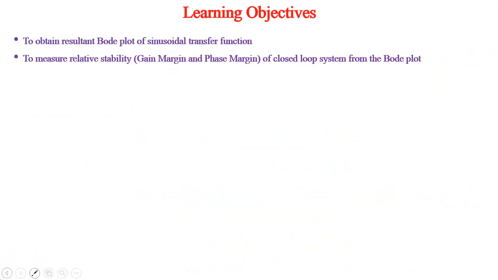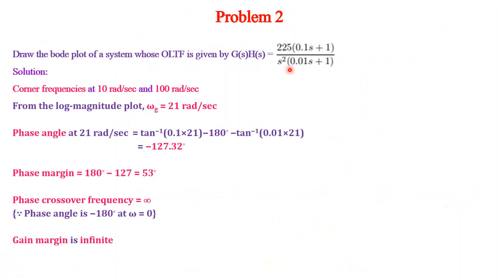So objectives are the same as the previous one. So problem 2. Problem 1 we have already seen in the previous lecture. So we are given the open loop transfer function. We are asked to obtain the Bode plot.